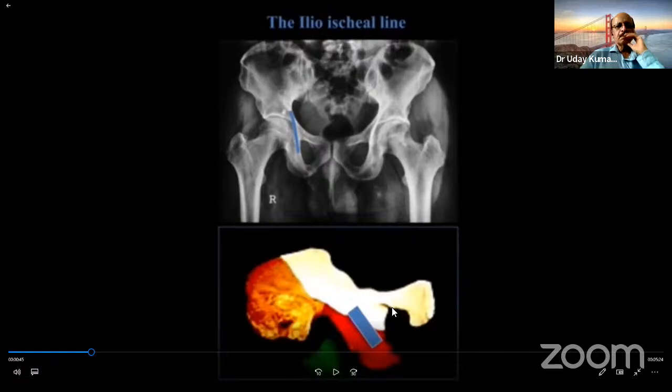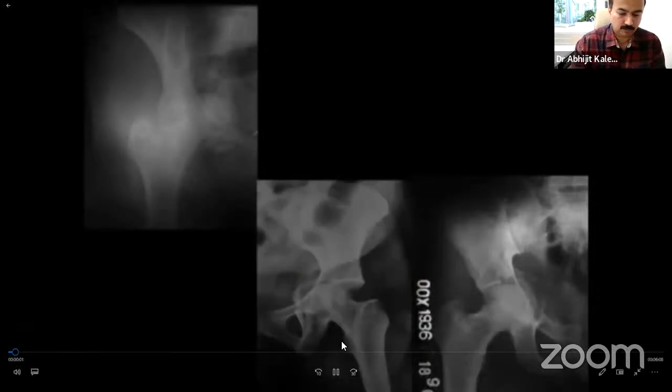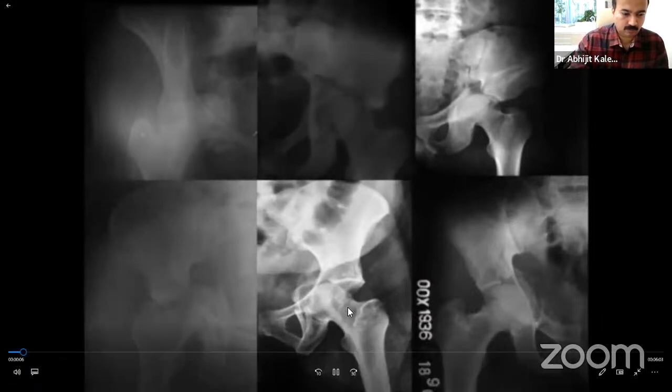To an untrained eye, all these X-rays. I'm playing the video from the beginning. Yeah. Comminuted fracture of the acetabulum with central dislocation, a common radiology report.